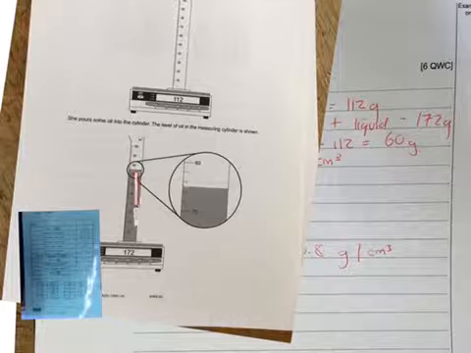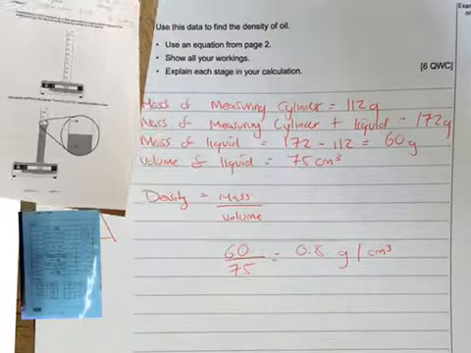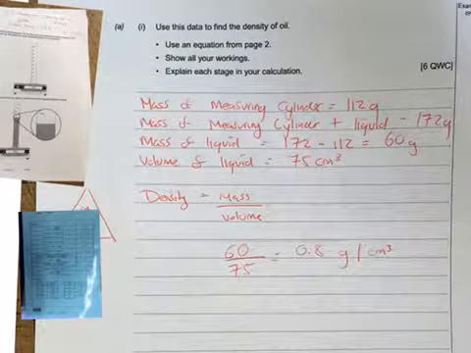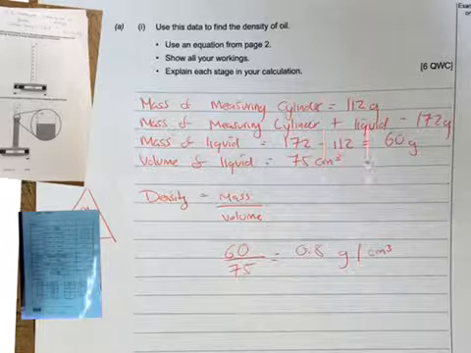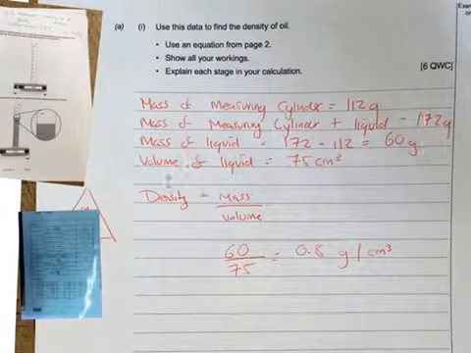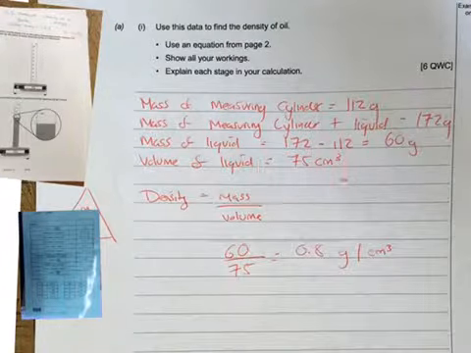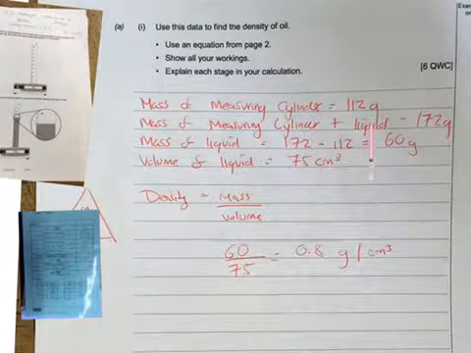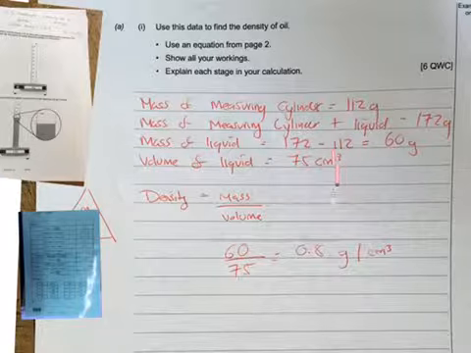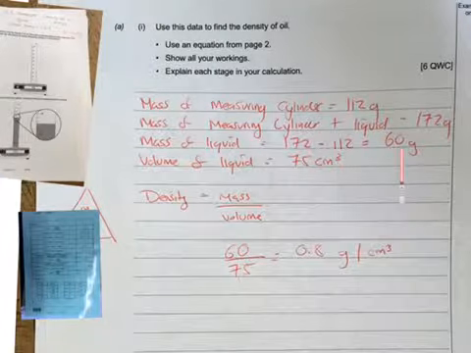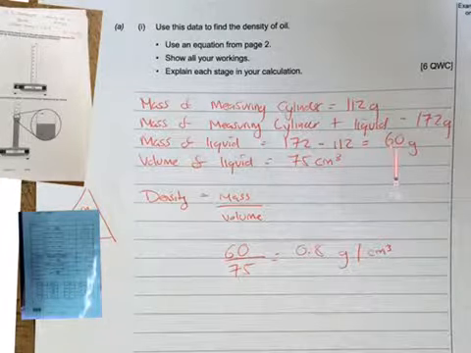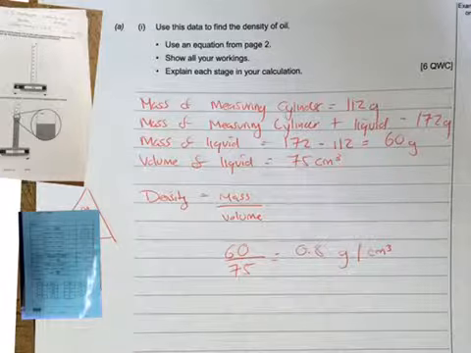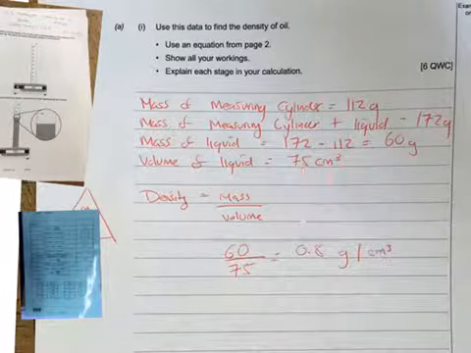So once we put the oil in and we fill it to 75, we know the mass is 172. So I've said there that the measuring cylinder plus the liquid is 172. Therefore, the mass of the liquid is going to be the cylinder and the liquid minus the cylinder. So 172 minus 112. So the oil in this case has got a mass of 60 grams. It's got a volume of 75.